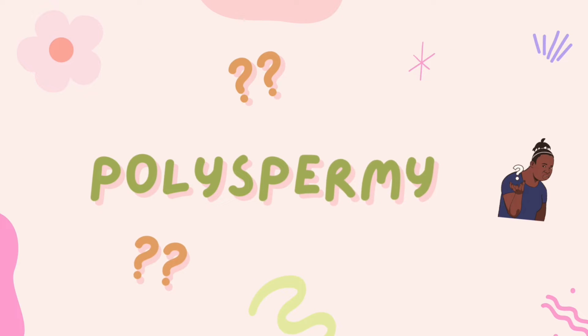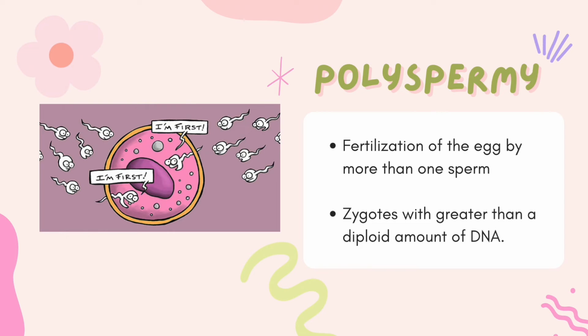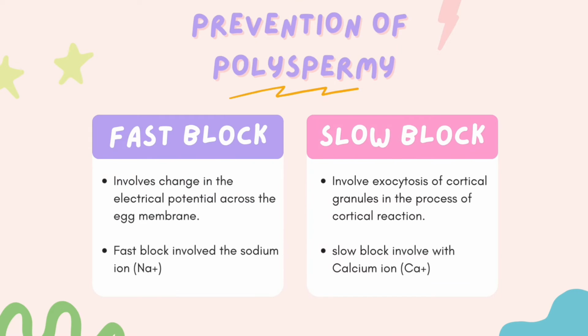Next is prevention of polyspermy. What is polyspermy? Polyspermy refers to the fertilization of the egg by more than one sperm. This condition results in zygotes with greater than a diploid amount of DNA. This causes early embryonic defect and arrest of development. Two mechanisms that prevent polyspermy are fast block and slow block. Fast block involves change in the electrical potential across the egg membrane, while slow block involves exocytosis of cortical granules in the process of cortical reaction. The ion required in fast block is sodium ion, while slow block involves calcium ion.